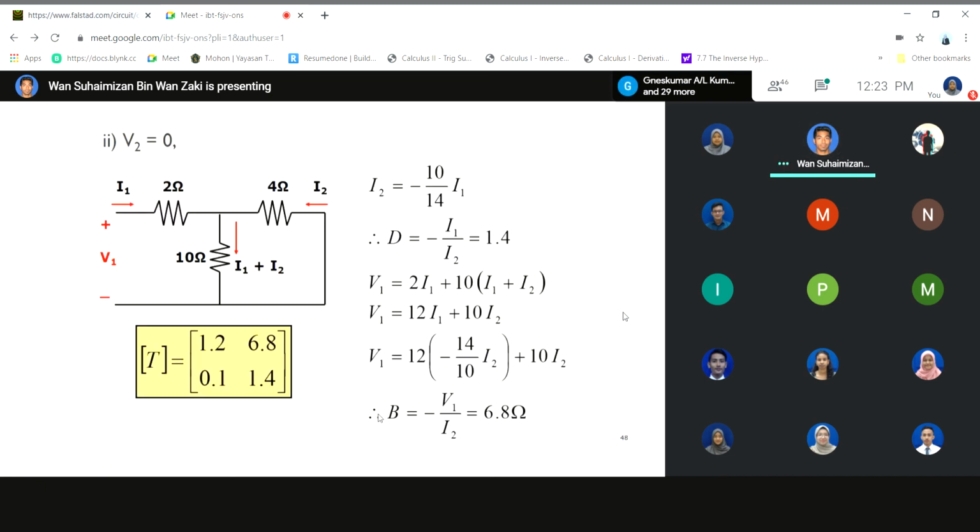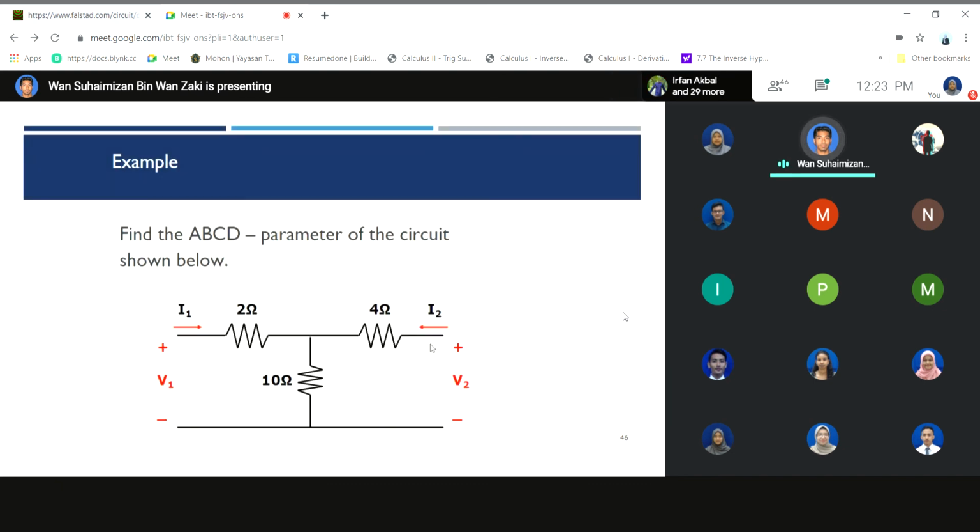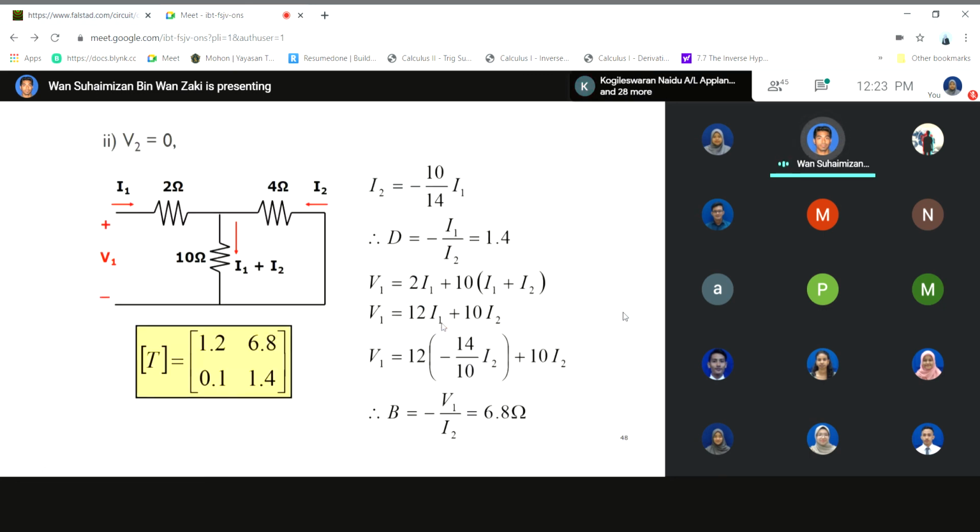Next, you need to set V2 equals to 0. So if you go back to the original circuit here, when you set V2 equals to 0, it means that you short circuit here, right? You do the short circuit at port number V2 here. So next, what happens to the circuit? When you short circuit here, the I2 is still the same direction, I1 direction here, V1. Only V2 will be 0, right? So when you set V2 equals to 0, you can determine D and B.